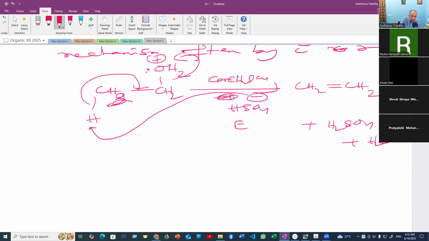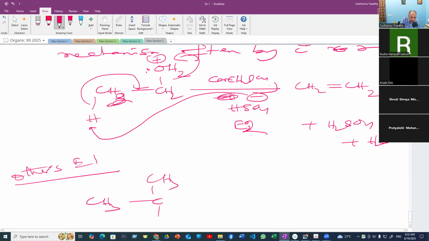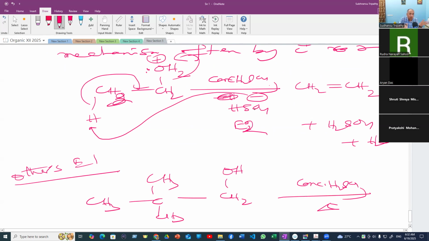But talk about this E2, others E1. I'll give you one. I have told you several times, conc. sulfuric acid, heat. Even if this is 1 degree, alcohols, they don't bother about 1 degree, 2 degree, 3 degree. It is only 3 degree alkyl halides under weak base solvolysis condition that give elimination as the minor product, and that only by E1 mechanism.